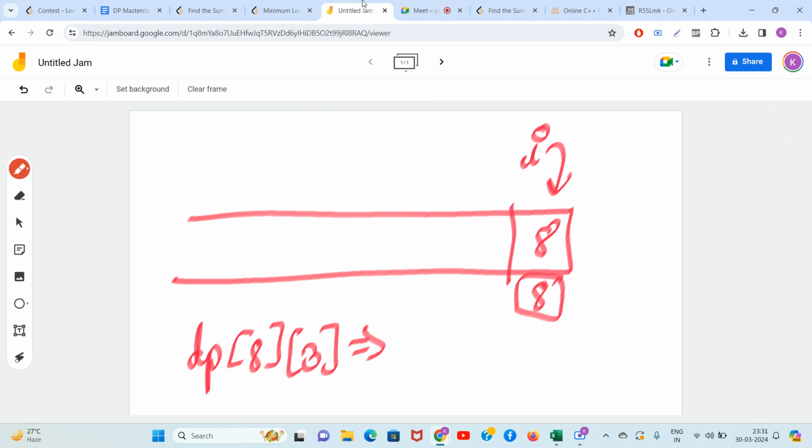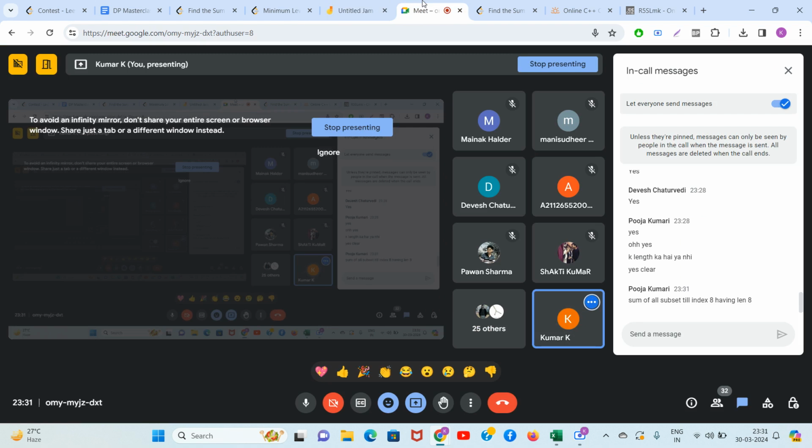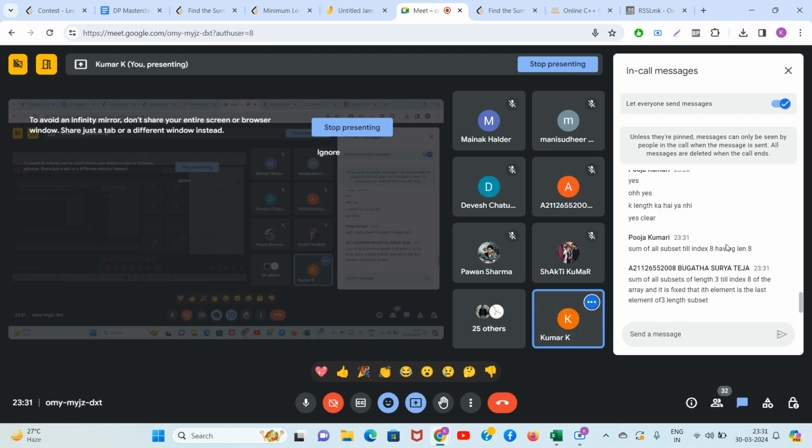dp[8][3] means the sum of all the subsets of length 3 such that the last element is at the kth index, right? Sum of all subsets of length 3 till index 8 of the array. It is fixed that the element is at the last.